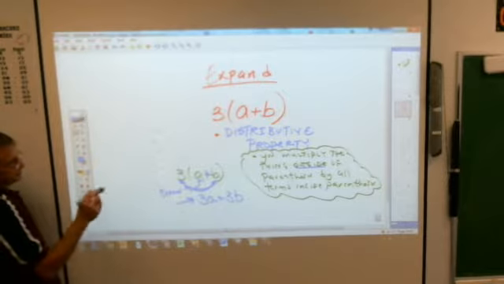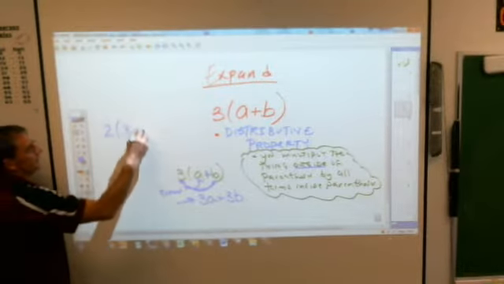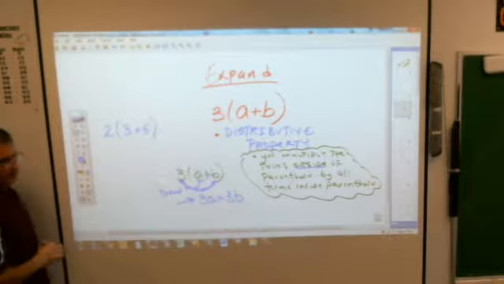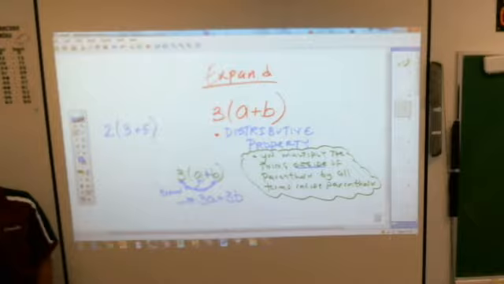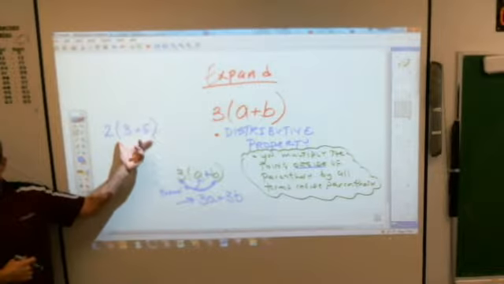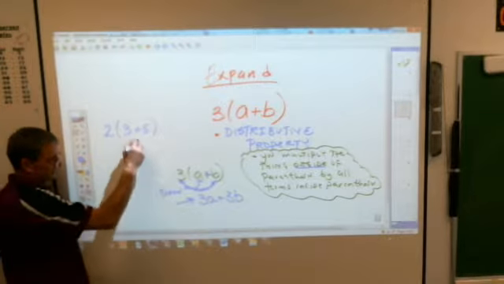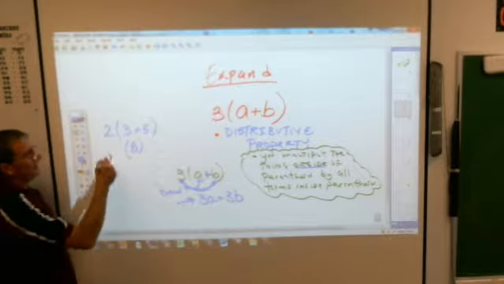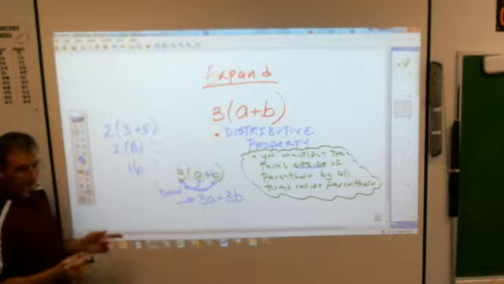And the reason it works is this. Let me show you. Let's take a little side note. If you have 2 times the quantity 3 plus 5, you don't have to use the distributive property, right? Because you can add 3 plus 5 together. What is 3 plus 5? 8. And then 2 times 8 is 16. So you know the answer to that is 16.